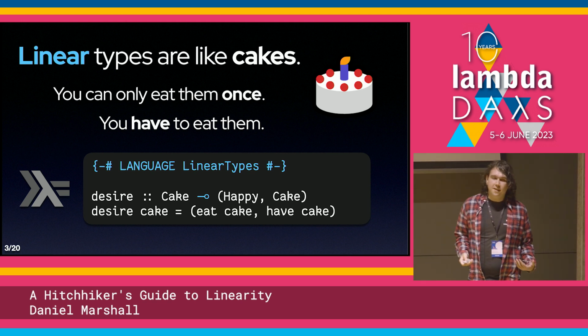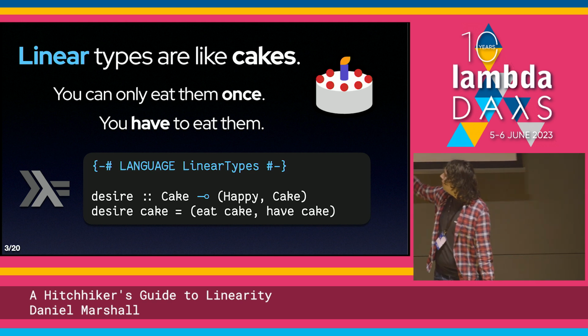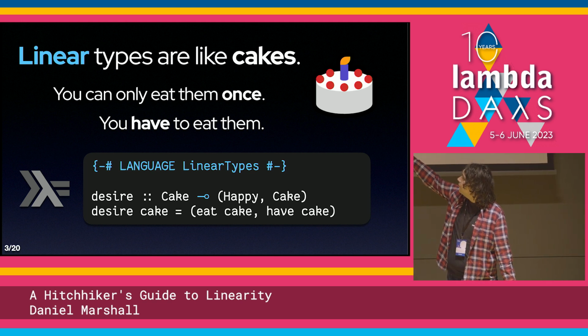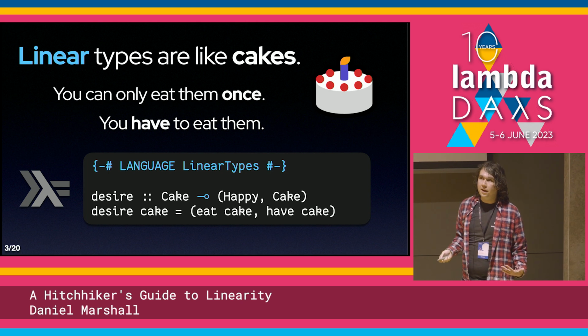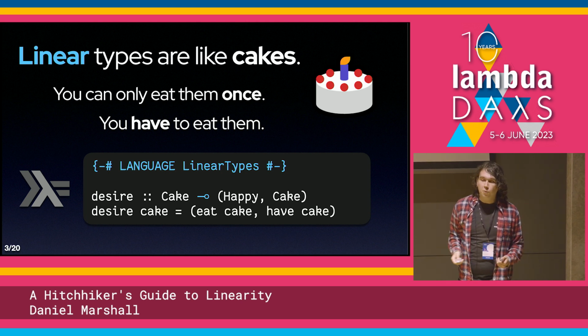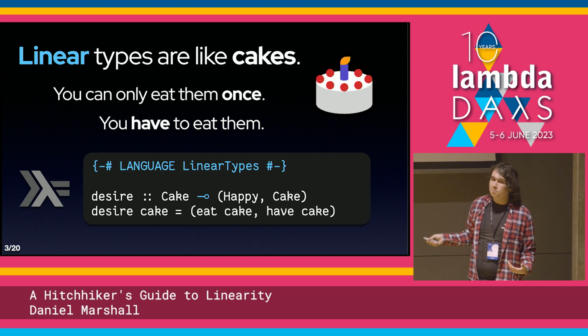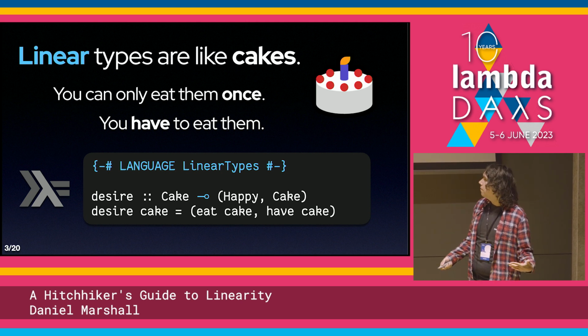So what this tells you is that the argument to that function, the thing that appears on the left-hand side of this arrow, with this cake value here, has to be used in a linear way. So it follows these rules that we've mentioned above. We can't just copy it and use it more than once, but we have to use it at least once. We can't just throw it away.